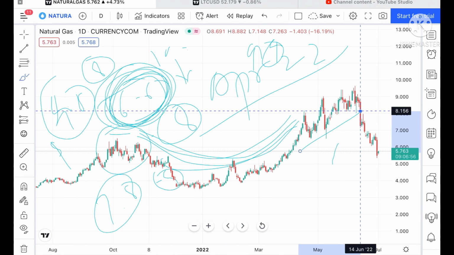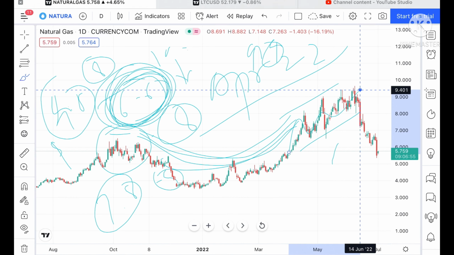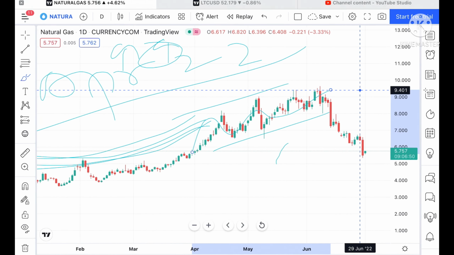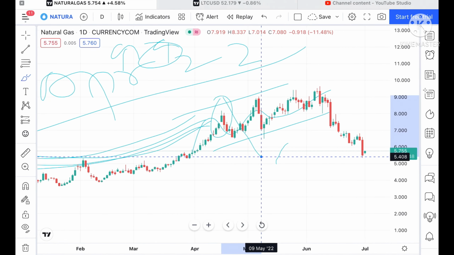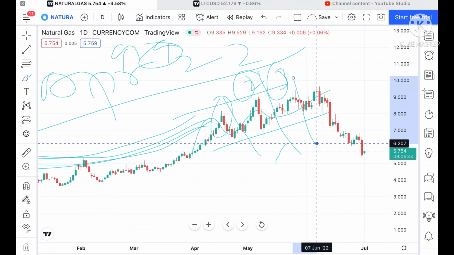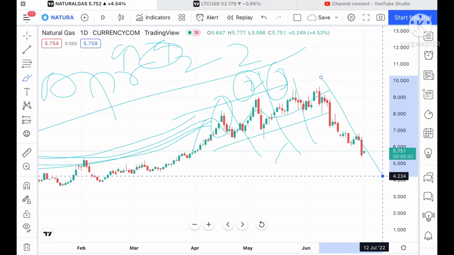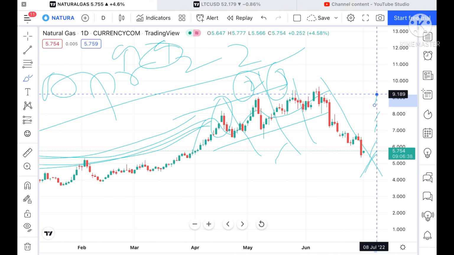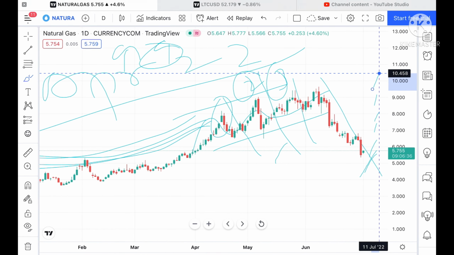After that it fell again and went up, because it is following a particular trend. After making this particular high it fell down, after making this particular high it fell down, the same way. Now we have seen a great fall. So once this starts sustaining this particular level, we can see it can go further upside.